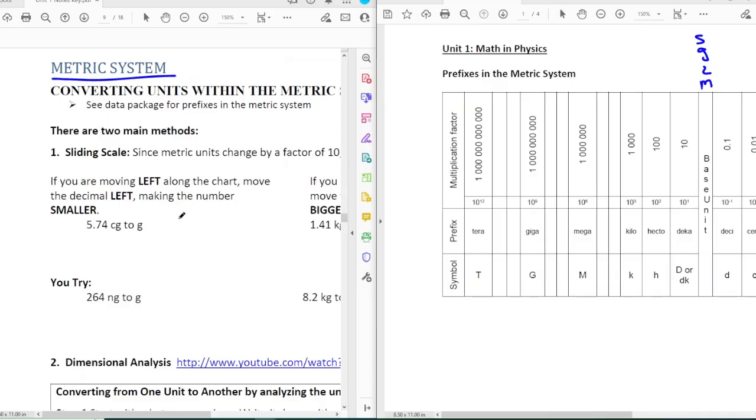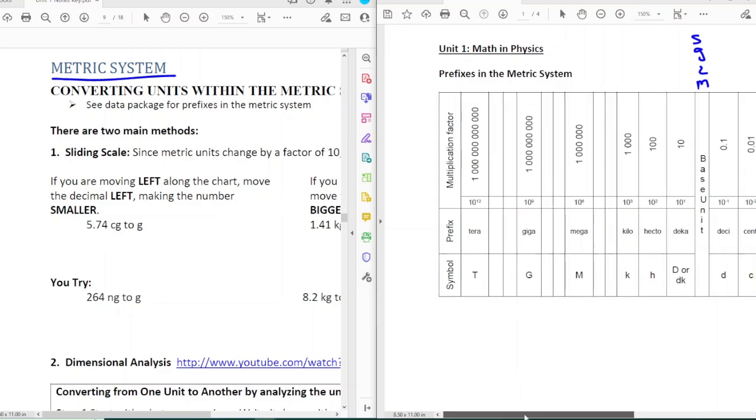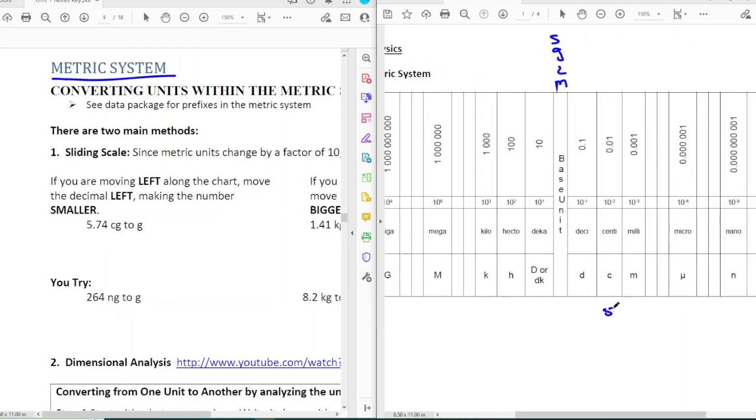What you're going to do is be at a number like 5.74 centigrams. So we are here, at 5.74 centigrams. If I wanted to go to the grams, I have to go to the left two spaces. So to do the same thing with your decimal, you go left two spaces and you'd put in a 0. So 5.74 centigrams is 0.0574 grams. Because the metric system is powers of 10, it's simply moving your decimal place either to the left or to the right, depending upon whether you're making your number smaller or bigger.